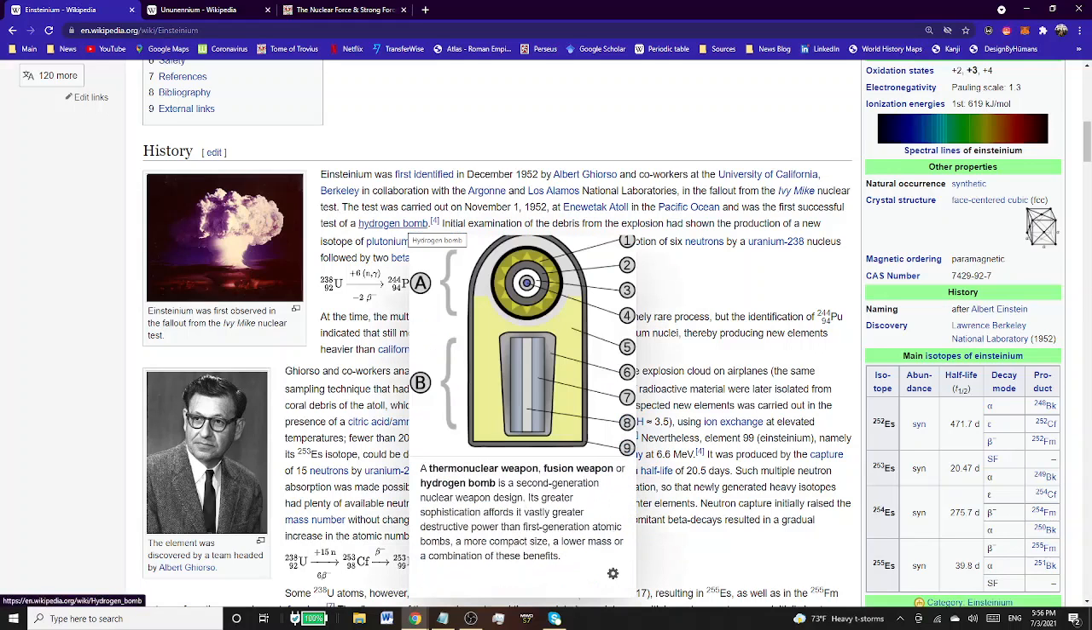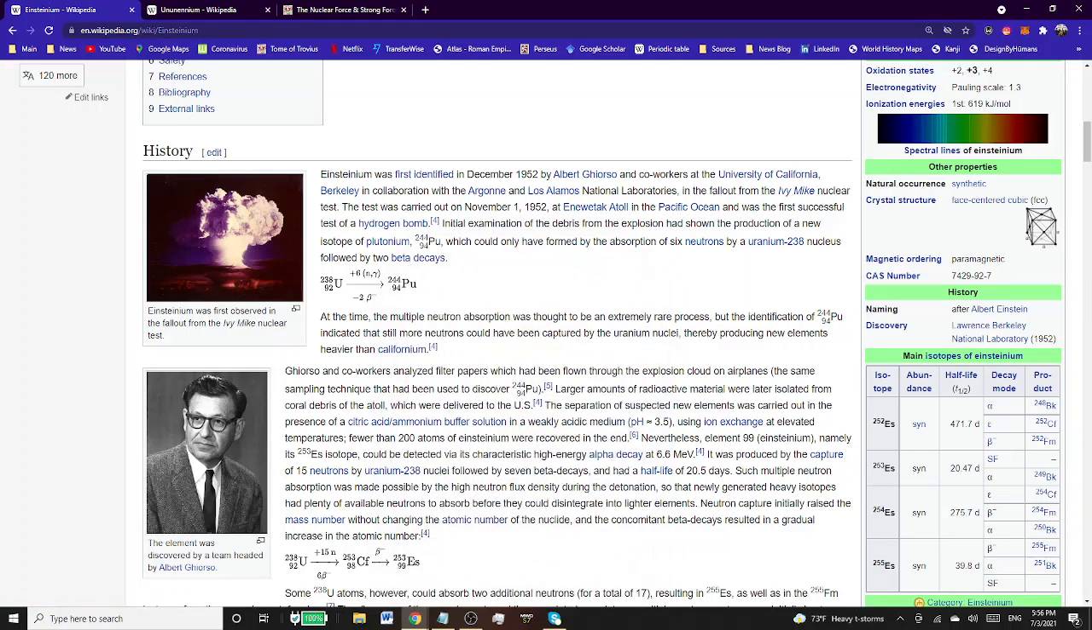Oh, this is the first successful test of a hydrogen bomb. Okay. Which means they would have used plutonium, not uranium. That's a bit of a difference. Okay, and at this time they thought that absorbing more neutrons wasn't realistically possible, except that it did, because uranium has to absorb the extra neutrons in order to become plutonium. Okay, uranium absorbs it, and then it becomes plutonium.